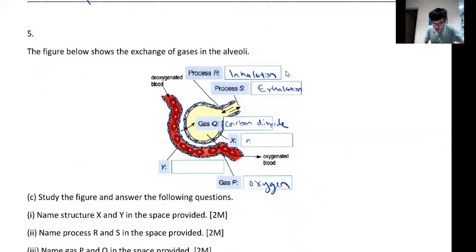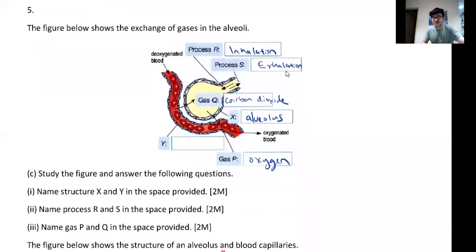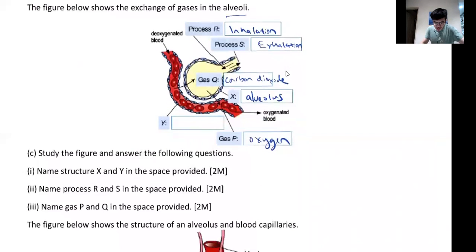All right, so what is X? X is your alveoli. Okay, alveolus, alveoli, whatever. Alveolus is singular, alveoli is plural. So Y is your blood vessel. Oh, sorry, blood capillaries, the thinnest one. Capillary, this is just one. This is thinner than your hair. So this whole thing, even with your naked eyes, you cannot see because this is really small.